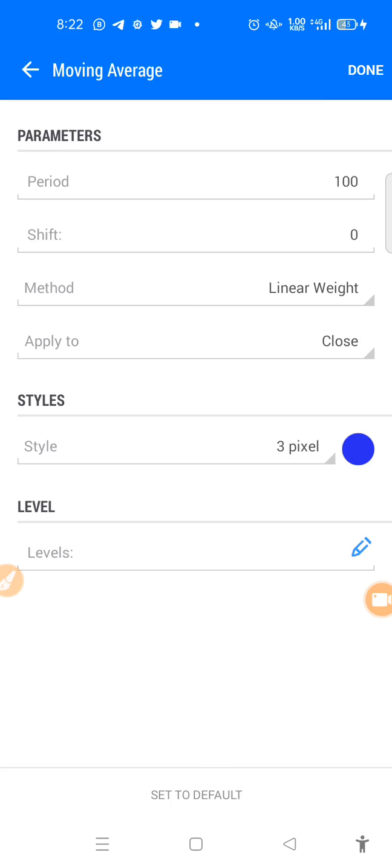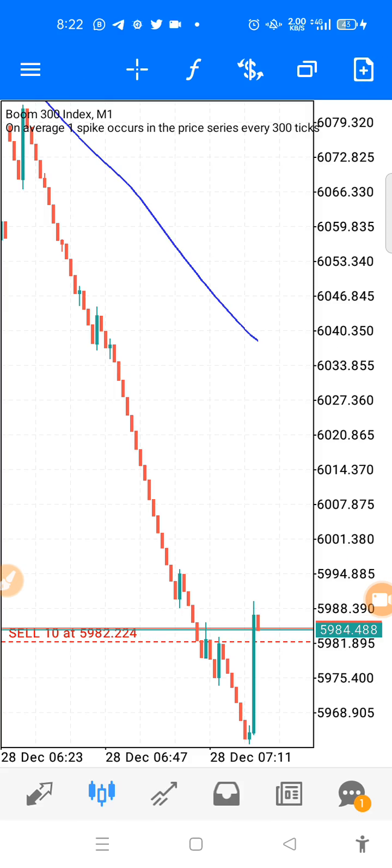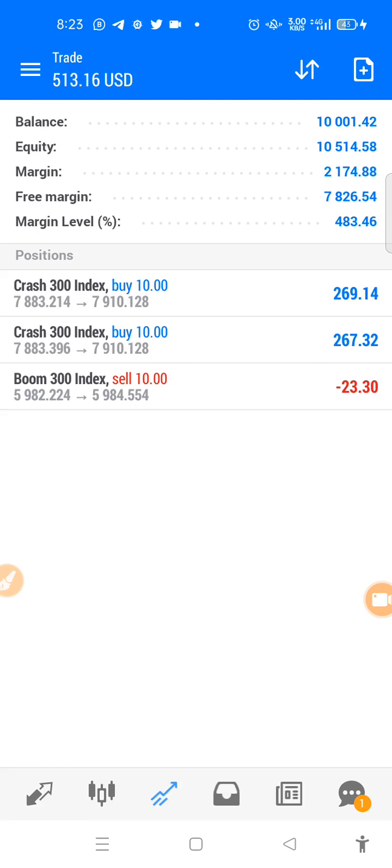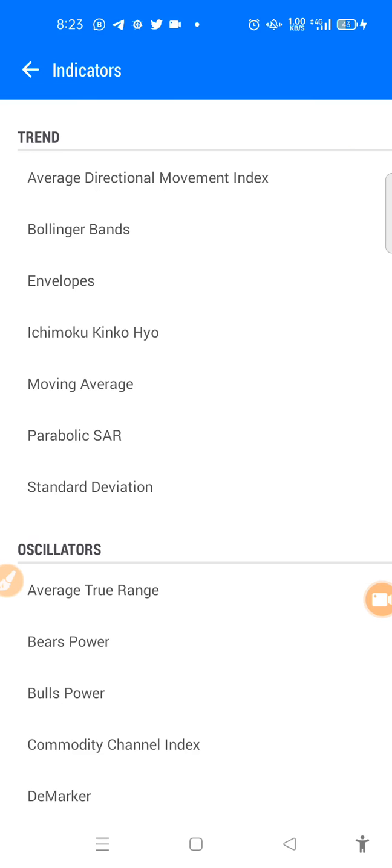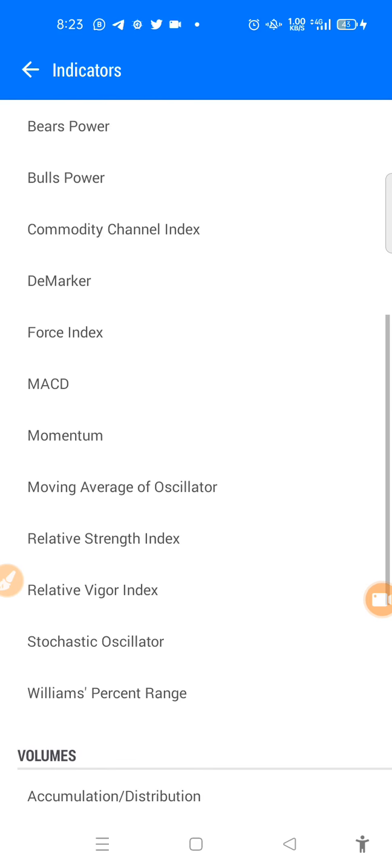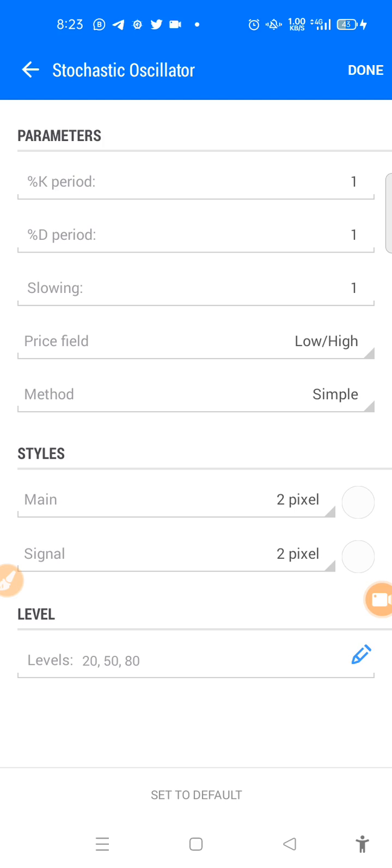We use a moving average of 100. It's just a simple moving average, applied to close, and you can see the settings. So it's just a simple 100, then you are done with the moving average. After the moving average, we come to stochastic. We add stochastic because we need indicator window 1. We add stochastic, and the percentage K period is 1, percentage D is 1, slowing is 1, price field is low/high, the method is simple, and the levels are just 20 and 80.